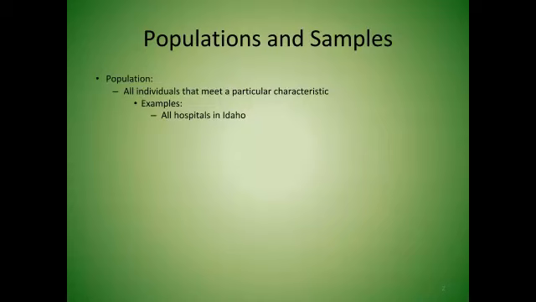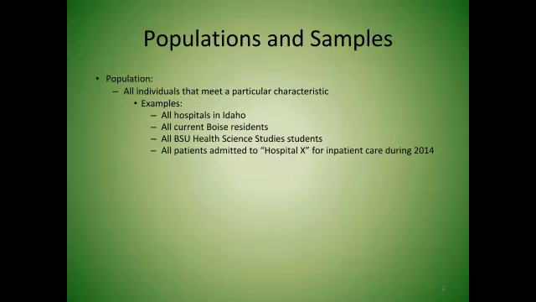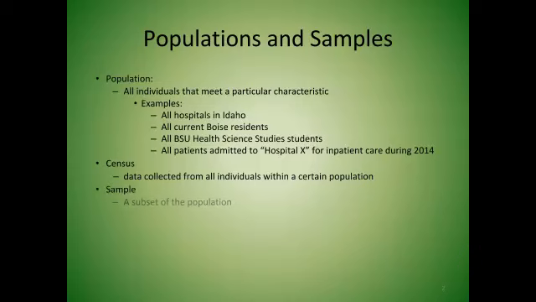For example, it may include all of the hospitals in the state of Idaho, all current Boise residents, all Boise State Health Science Studies students, or all patients admitted to Hospital X for inpatient care during 2014. And if you collect data from all individuals in a population, this is called a census. And the term sample simply means a subset of the population.